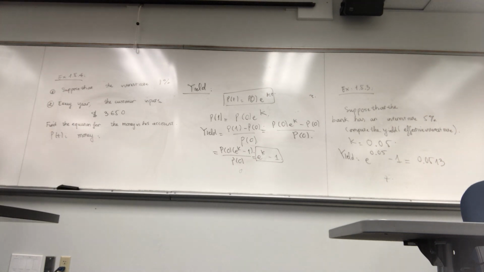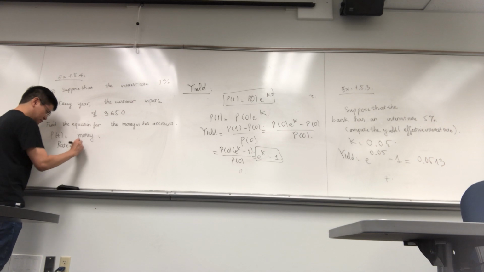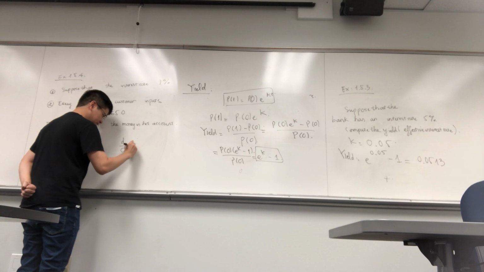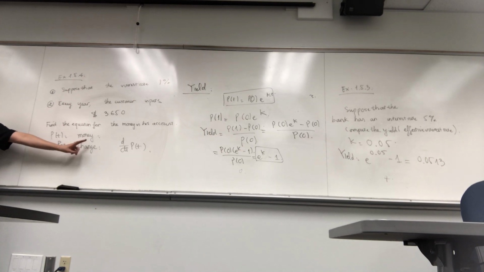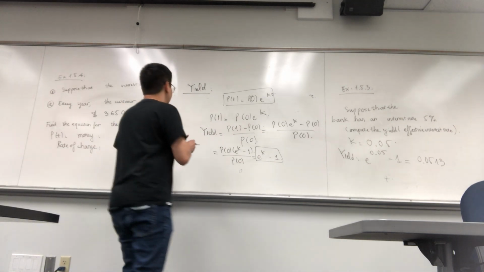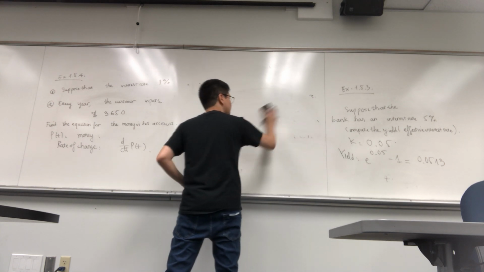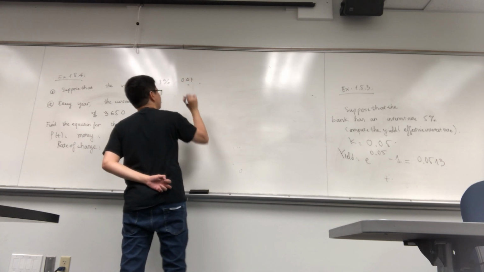So now if I call the money P(t), the rate of change will be d over dt of P(t). If you call this amount of money P, then the rate of change will be the derivative of P. So on the right hand side, you have 7%, which is 0.07.